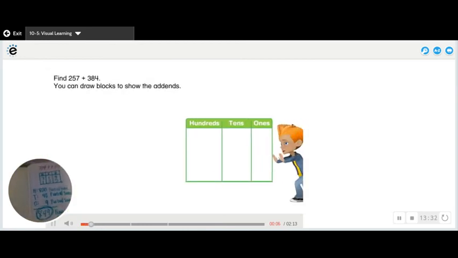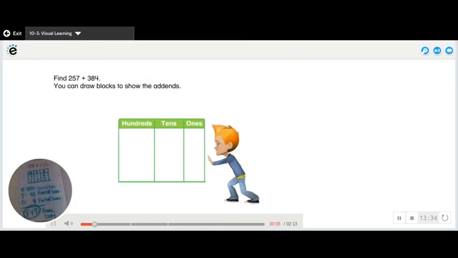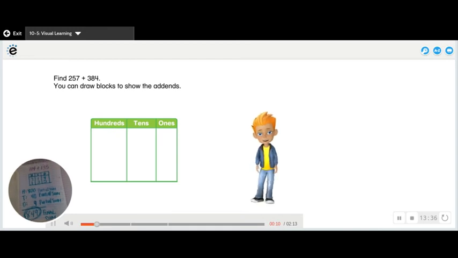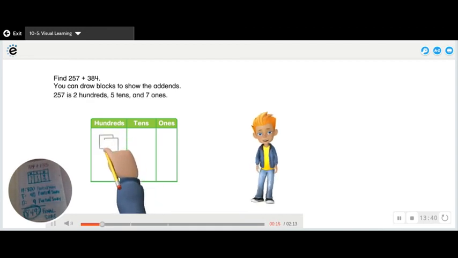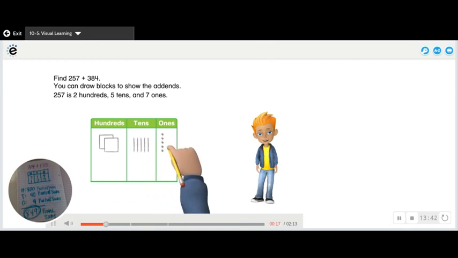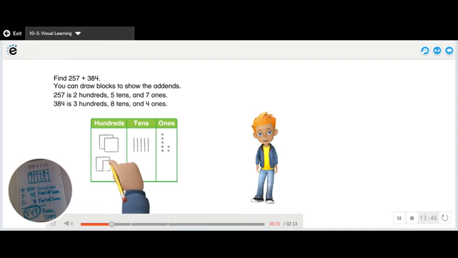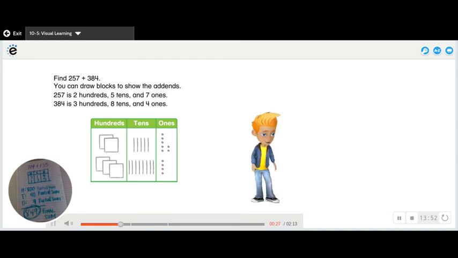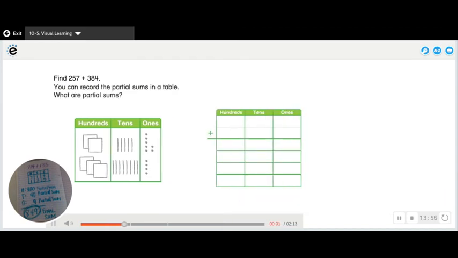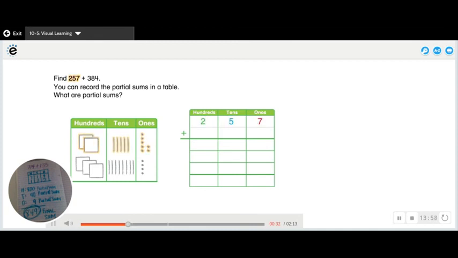Find 257 plus 384. You can draw blocks to show the add-ends. 257 is 2 hundreds, 5 tens, and 7 ones. 384 is 3 hundreds, 8 tens, and 4 ones. You can record the partial sums in a table.